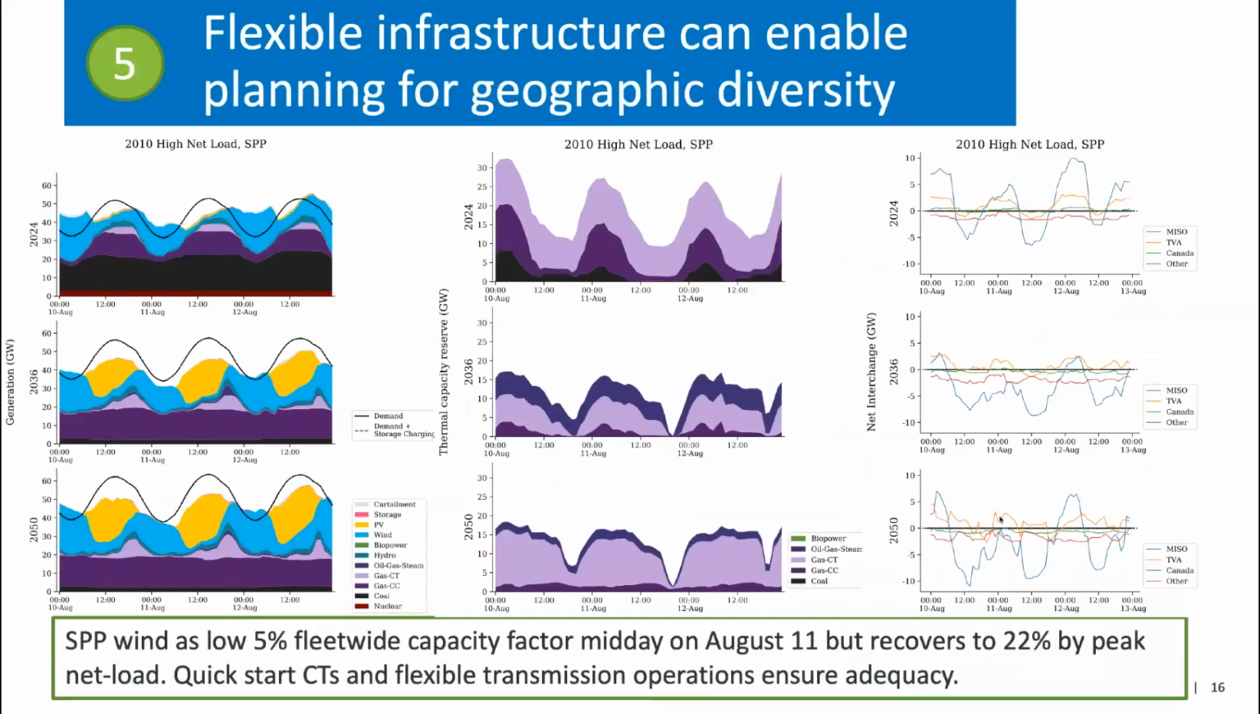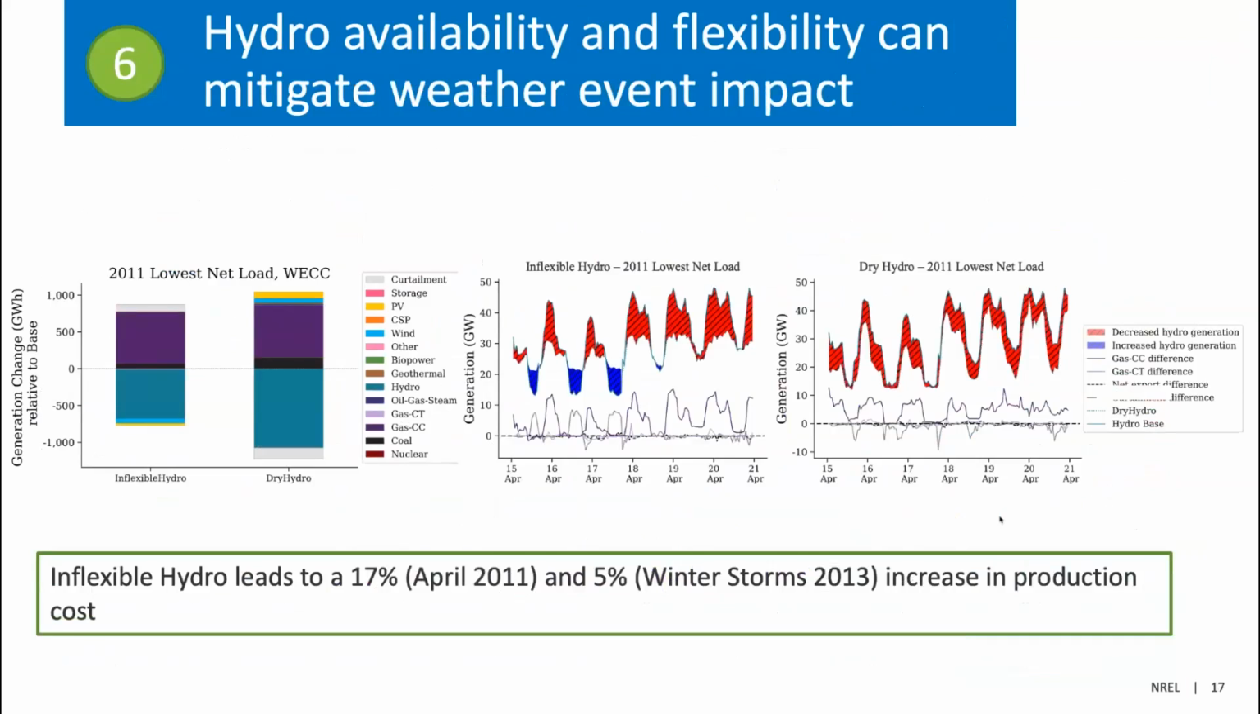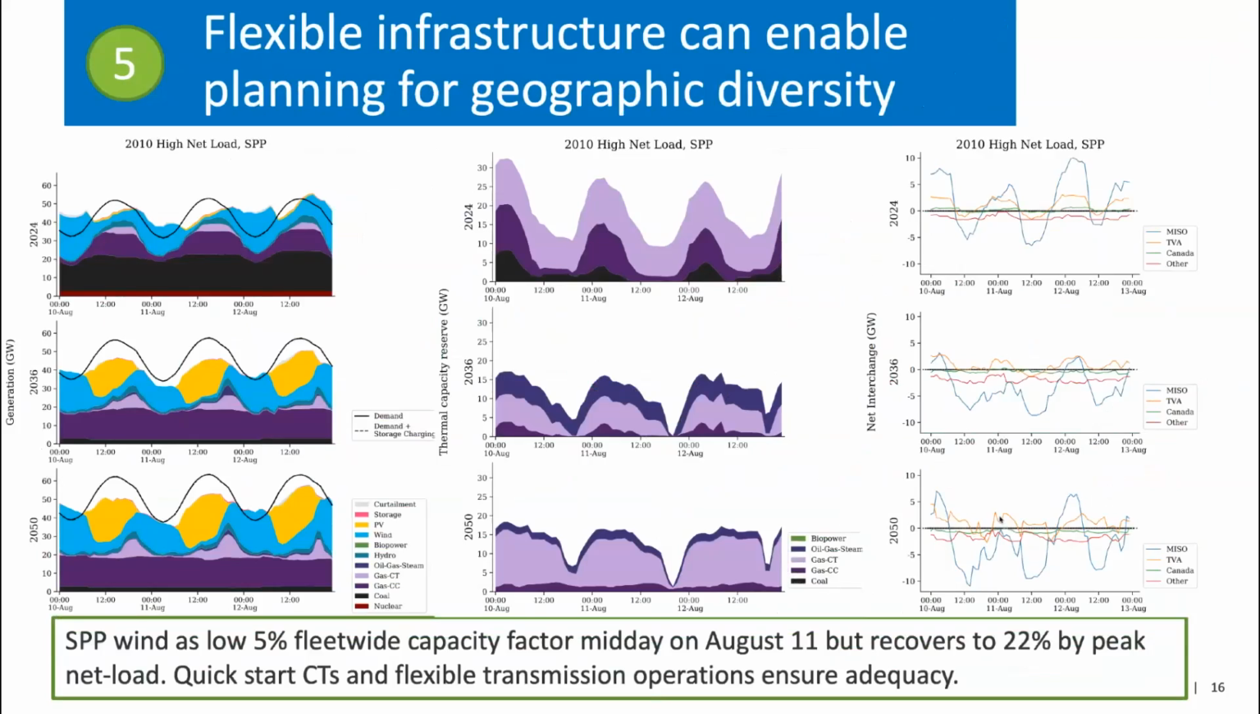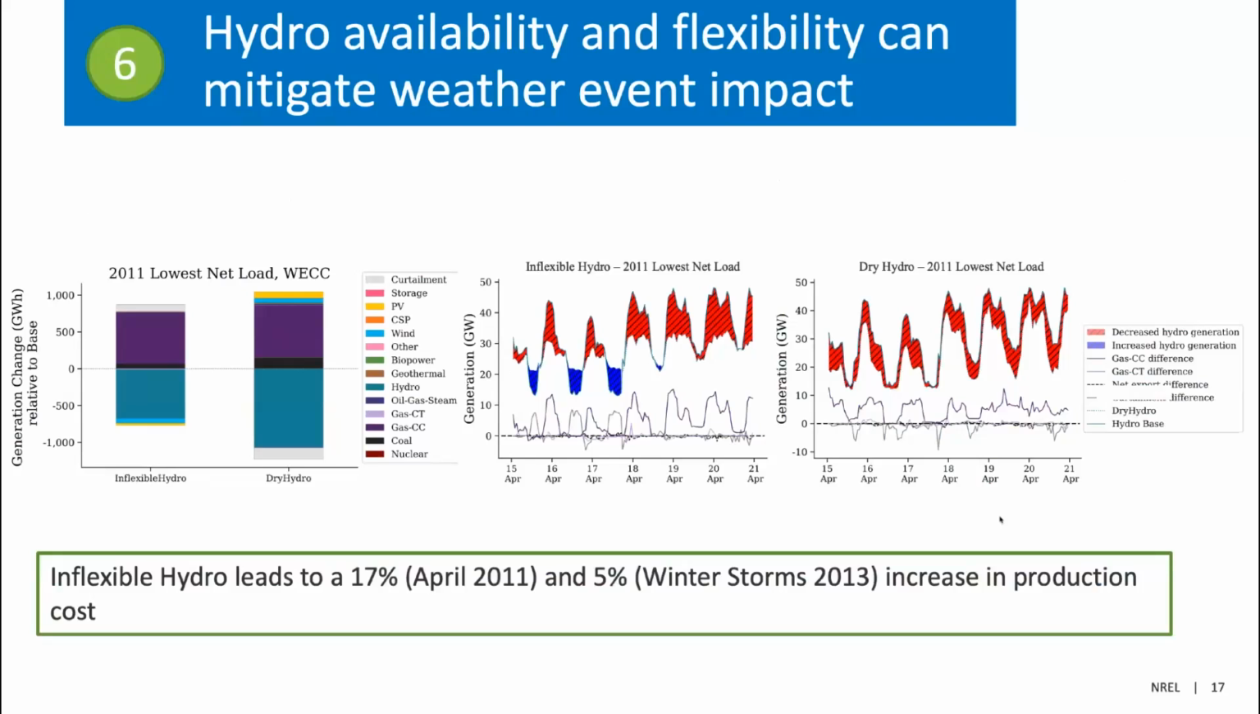Our other events focus on flexible infrastructure. It can enable planning for geographic diversity. So we've got some events focused on transmission utilization and ability to share resources. I can't go into too much detail on that one. And then finally, our last finding is focused on hydro, and that availability and flexibility can really mitigate the impacts of weather events. So we did some sensitivities around decreasing how flexible the hydro was during oversupply and undersupply events, leading to increases in costs, which we'll focus on more in the paper.